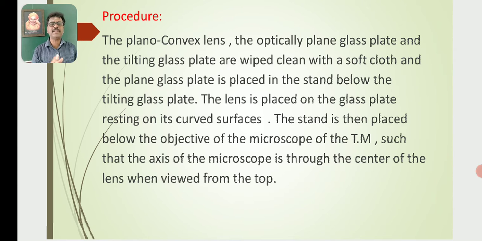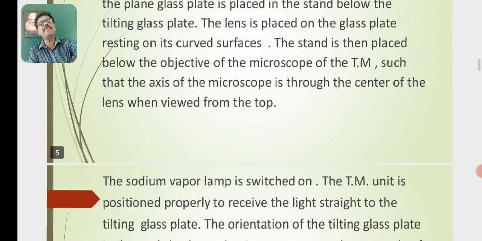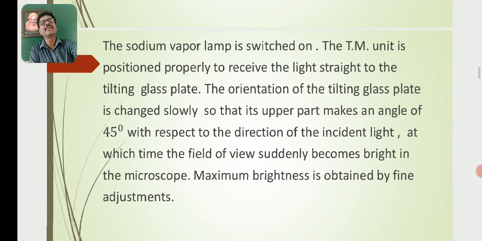The stand is then placed below the objective of the traveling microscope, such that the axis of the microscope passes through the center of the lens when viewed from the top. This is the experimental arrangement. Then the sodium vapor lamp is switched on. The traveling microscope unit is positioned properly to receive the light straight onto the tilting glass plate.